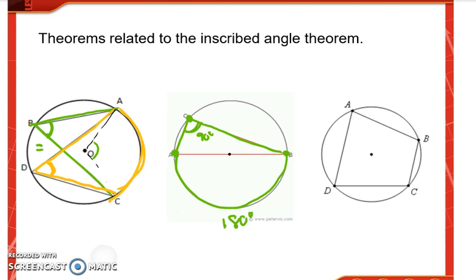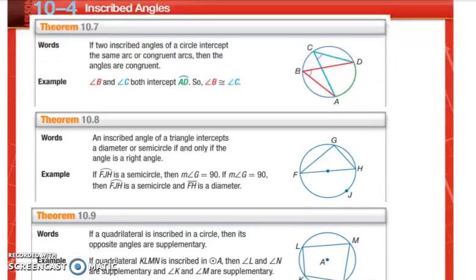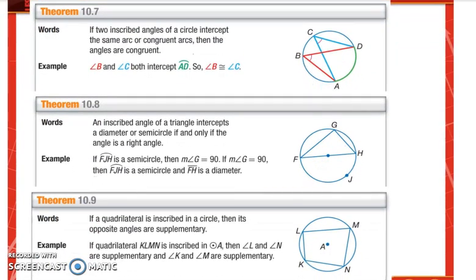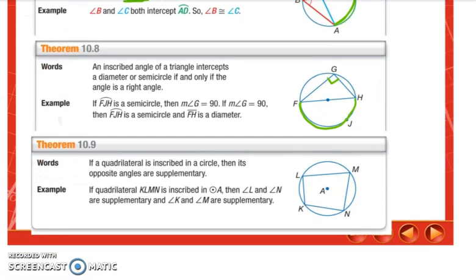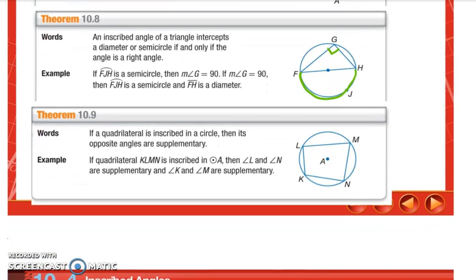Okay, then we've got this one. We'll talk about that later. So here's some theorems for you. If two inscribed angles of a circle intercept the same arc, which they do on this one, then the angles are congruent. This one, if it intercepts a semicircle, then this is 90 degrees. And then this one, if the quadrilateral is inscribed in a circle, turns out that the opposite angles are supplements of each other.